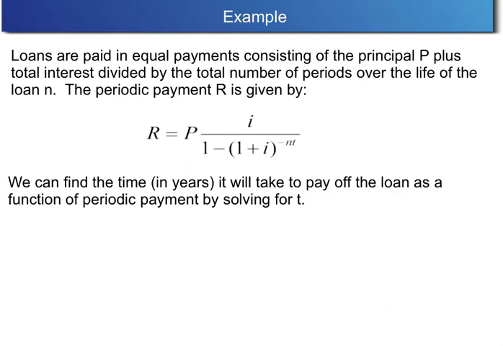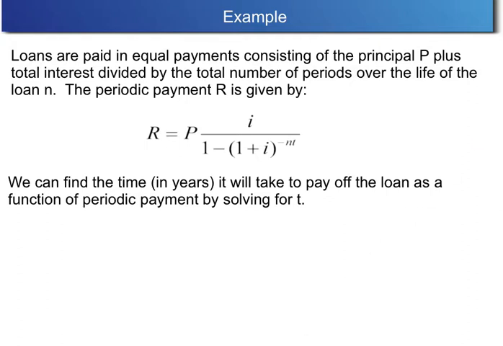Now, here is another model. Loans are paid in equal payments consisting of the principal plus the total interest divided by the total number of periods over the life of the loan, N. The periodic payment R is given by this formula here. A lot of times we want to know how much longer it will take us to pay off a loan. So we can find the time in years it will take to pay off the loan as a function of the periodic payment by solving for T. So I thought we'd do that.